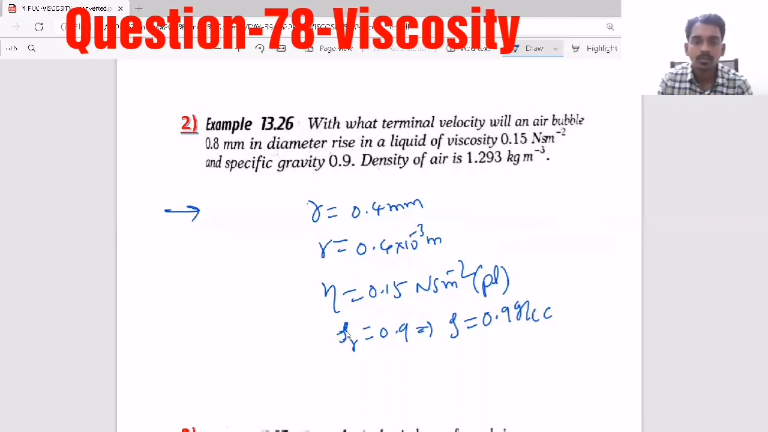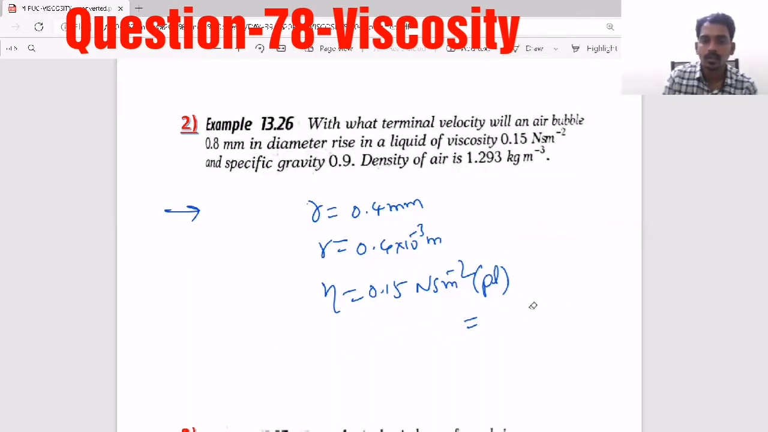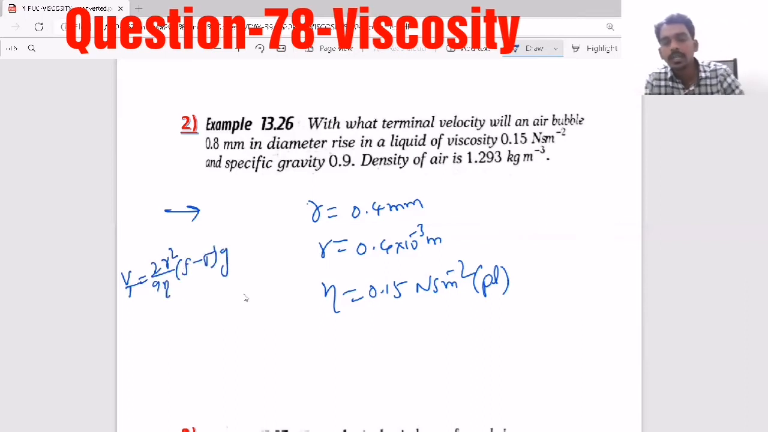So this is the liquid density, which we have taken as sigma. And the density of air. Okay, here one slight confusion is there, I'll tell you. Now understand the question properly. Our equation was terminal velocity Vt equal to 2r square by 9 eta into rho minus sigma into g, where sigma is the density of the medium in which the drop was moving.